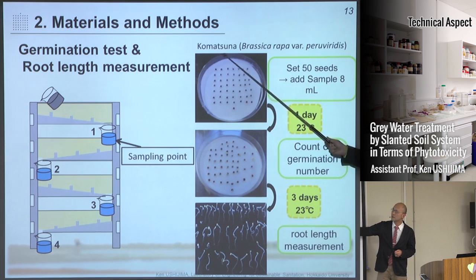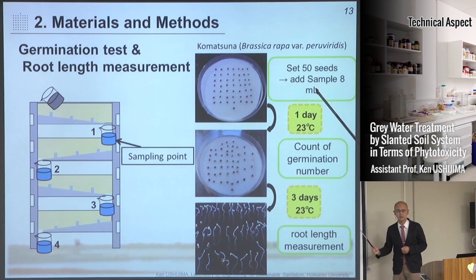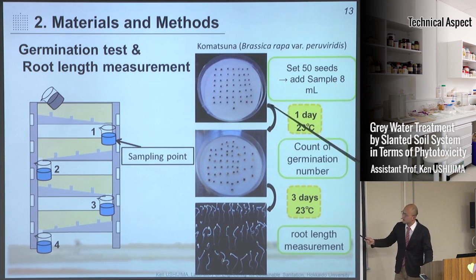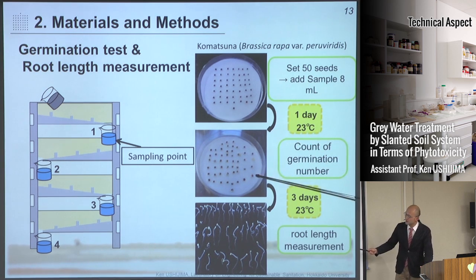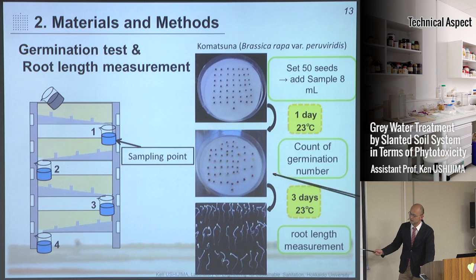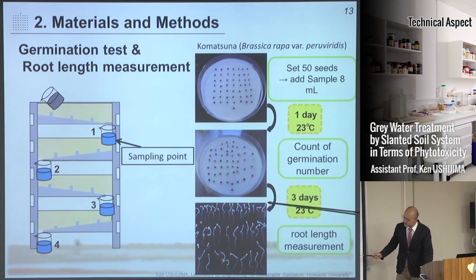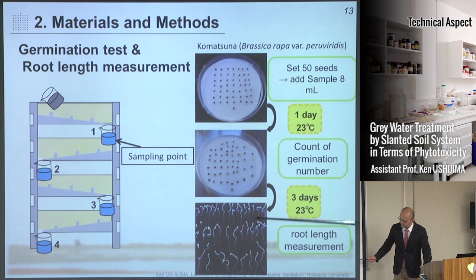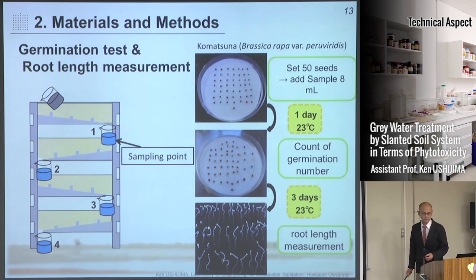We use the komatsuna plant. This is a very famous plant in Japan. Then after 1 day, we check how many seeds were germinated. Then again, 3 days later, we measured the root length as an indicator of the growth.